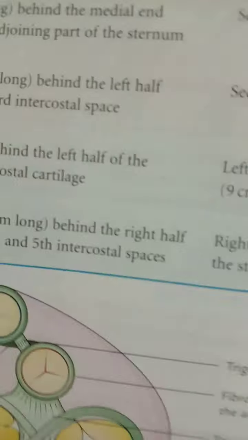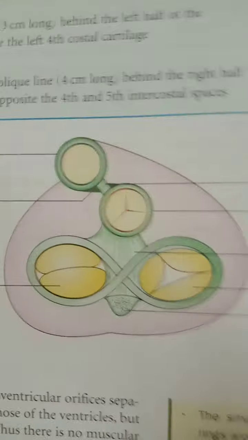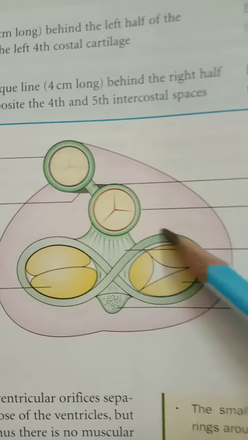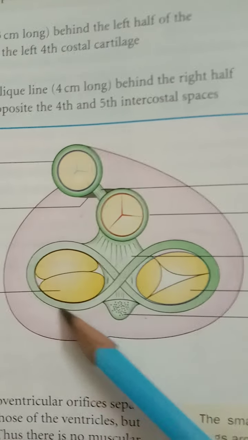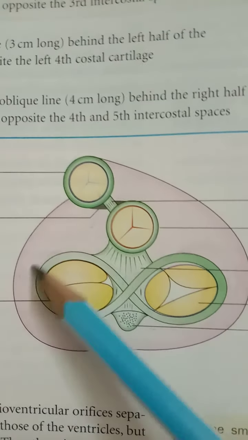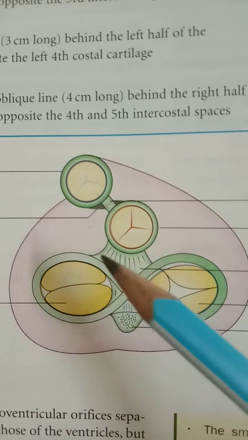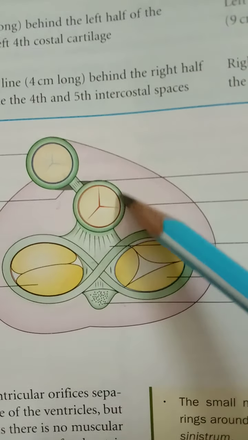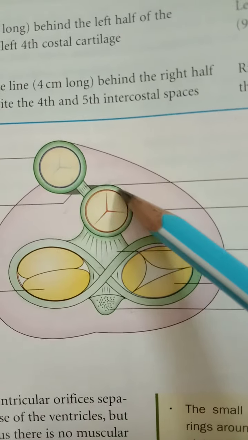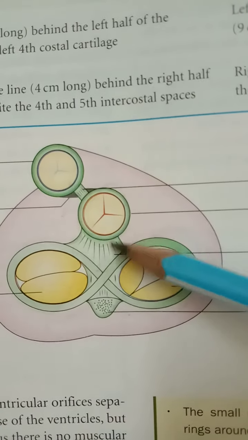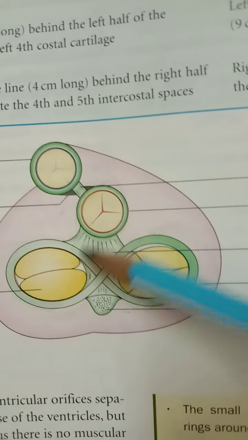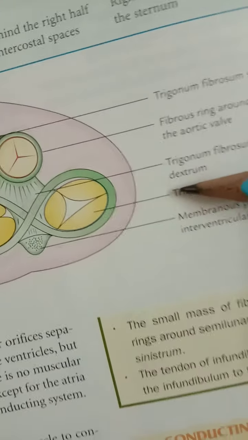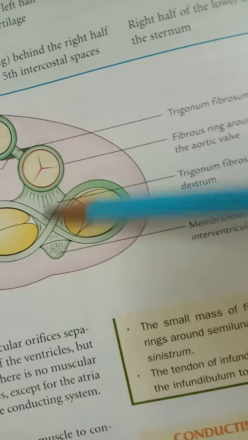In another diagram you can clearly see posteriorly the fibrous ring around the atrioventricular opening, and anteriorly the aortic ring. This is the aorta and around it the fibrous ring is present, the aortic ring. Between these two this fibrous tissue is present, called the trigonum fibrosum dextrum.